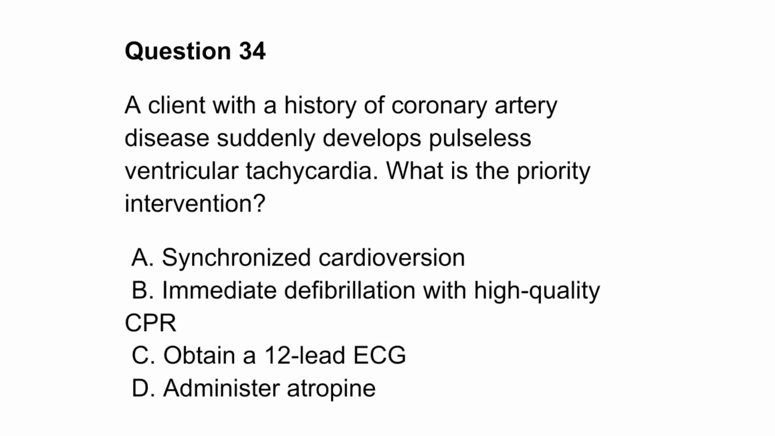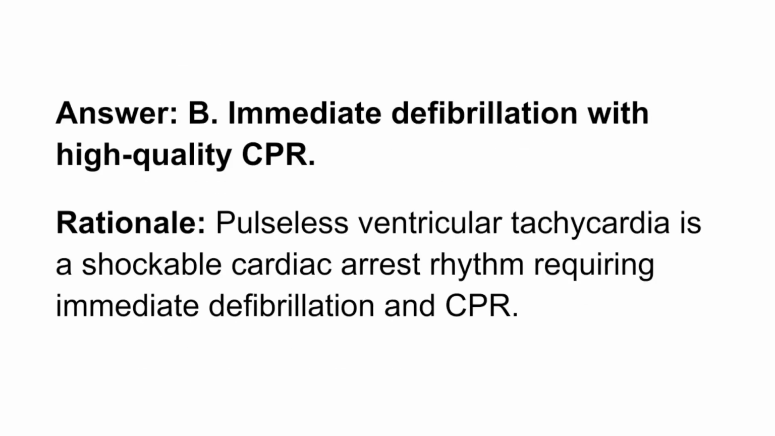Question 34. A client with a history of coronary artery disease suddenly develops pulseless ventricular tachycardia. What is the priority intervention? A. Synchronized cardioversion. B. Immediate defibrillation with high-quality CPR. C. Obtain a 12-lead ECG. D. Administer atropine. Answer: B. Immediate defibrillation with high-quality CPR. Rationale: Pulseless ventricular tachycardia is a shockable cardiac arrest rhythm requiring immediate defibrillation and CPR.